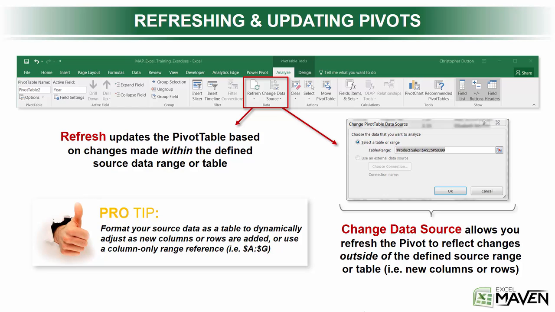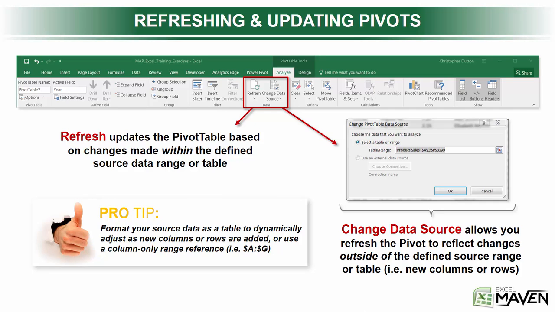What's more common is having source data that you may need to edit or tweak or add data to moving forward that you want to attach a pivot table to. And in that case, your source data is dynamic. And when you're working with dynamic data, it's important to understand how to refresh and update your pivot table as you make changes to that source data.